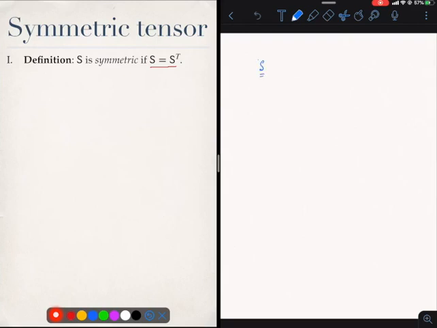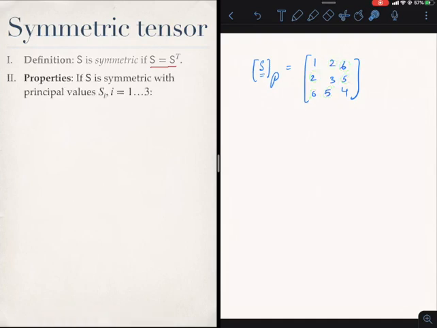if the matrix of S in some coordinate system is, then these two are equal, these two are equal, these two are equal, so it's a symmetric tensor. So no big deal about it.